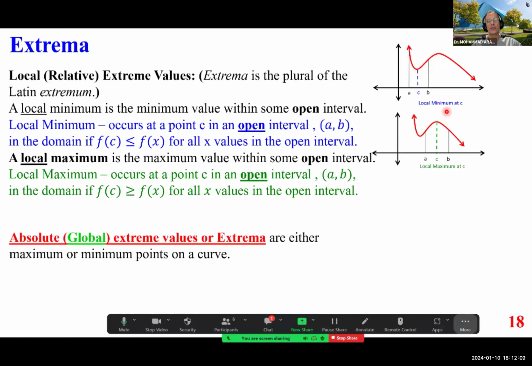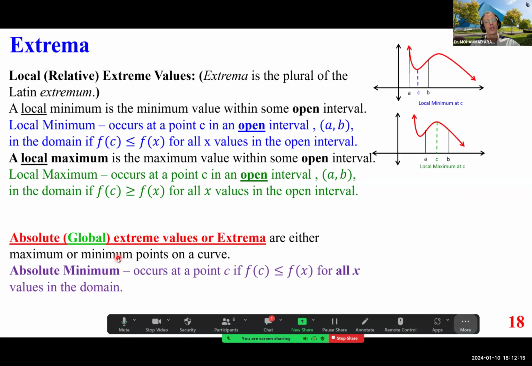Absolute, also known as global, extreme values or extrema, are either maximum or minimum points on a curve. If they simply mention the word minimum or maximum, they mean absolute. An absolute minimum occurs at the point c if f(c) is less than or equal to f(x) for all x values in the domain. Now, the difference is this happens in the entire domain.